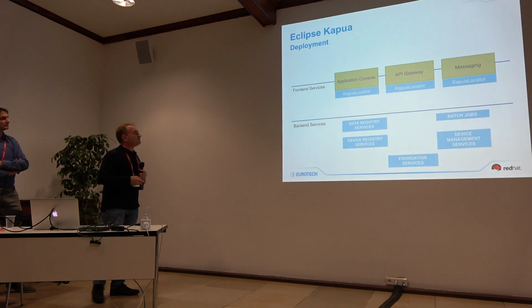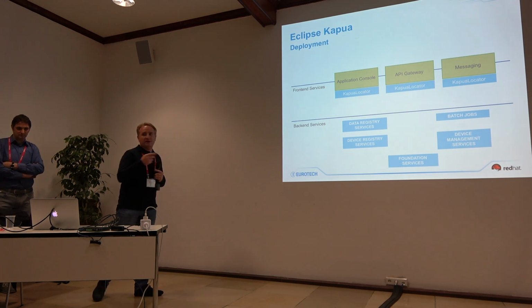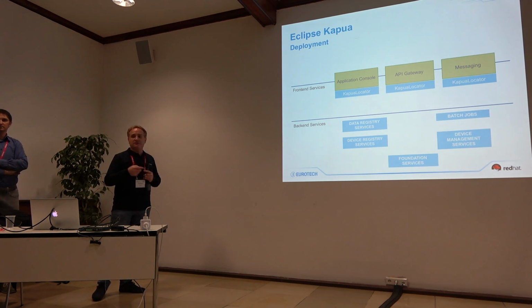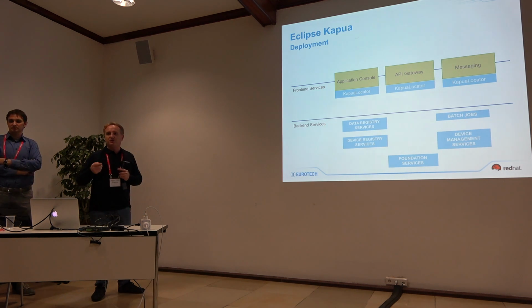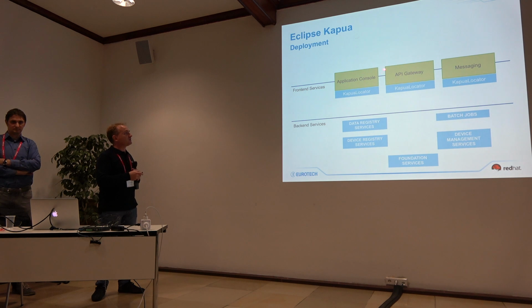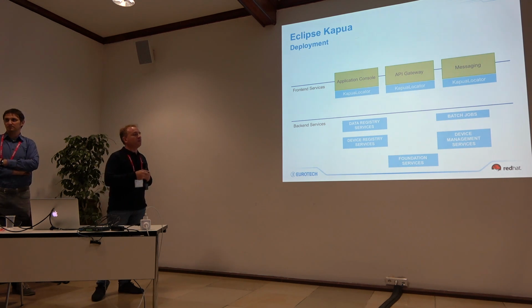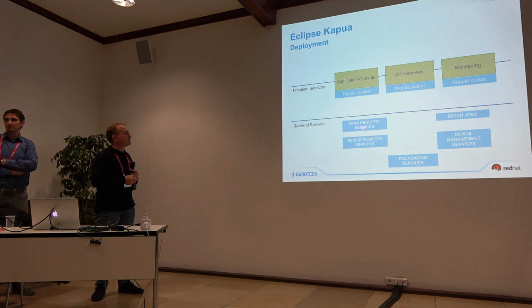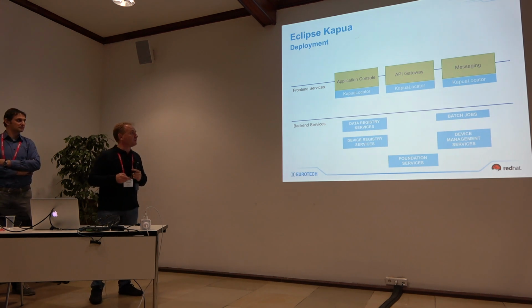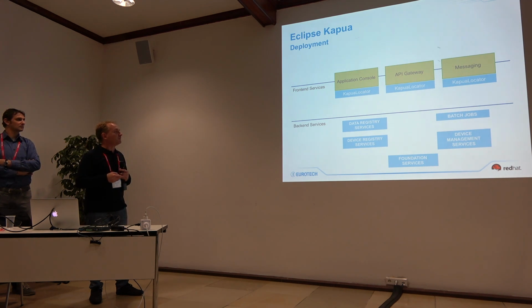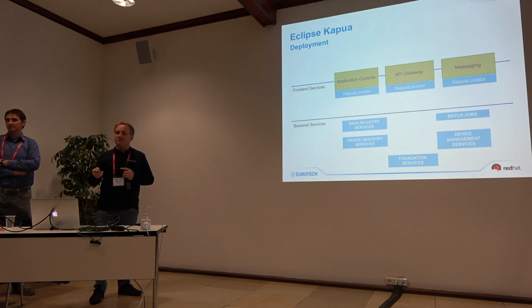So when it comes to deployment, what we see is a differentiation between the front-end services and the back-end services. Front-end services expose services to the outside. We have the application console, as we said. We have an API gateway for programmatic access to the platform, and we have messaging. All those use the Kapua locator to find the back-end services, retrieve references, and invoke services on them.